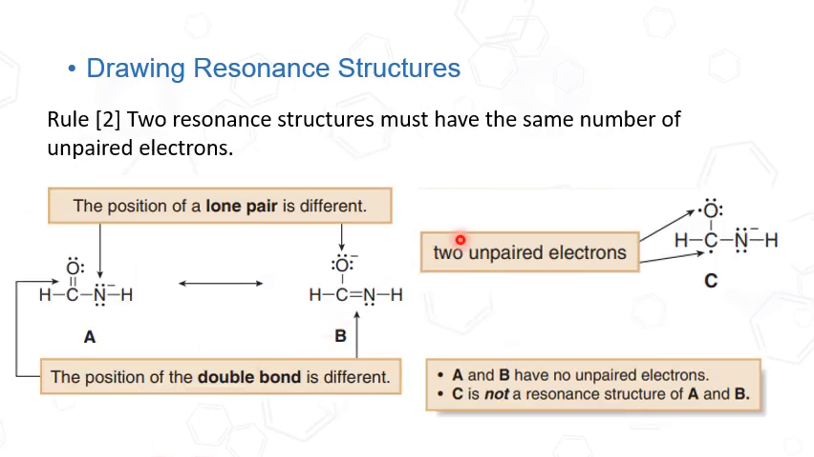The second rule is that the structures must have the same number of unpaired electrons. So pay attention to the number of unpaired electrons. You have one pair, two, three, four in structure A. In structure B, you have one, two, three, four. That's the same. Whereas if you take a look at structure C, you have one, two, three, four, and you have an unpaired single dot here, which tells you that C is not a resonance form of A and B, because they should have the same number of unpaired electrons.